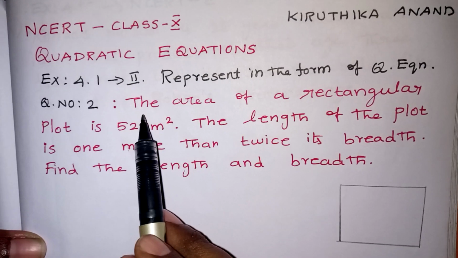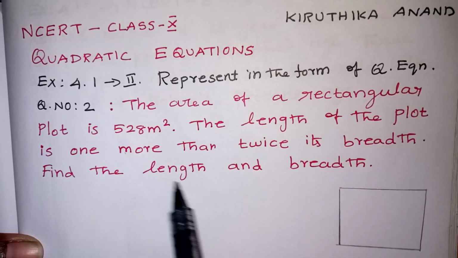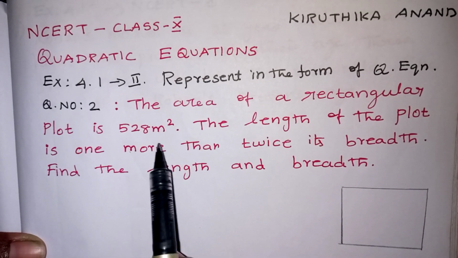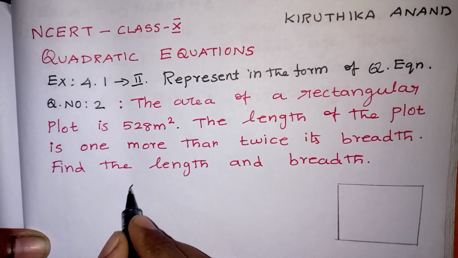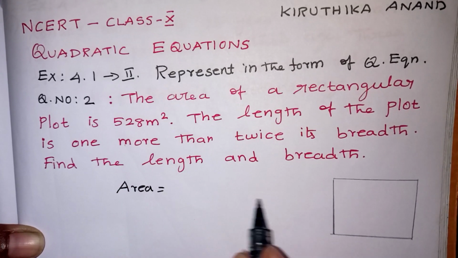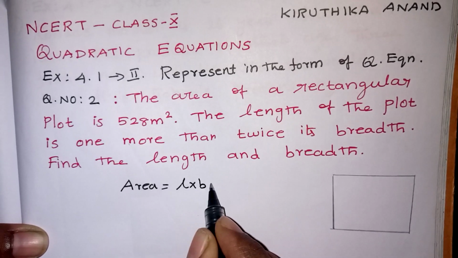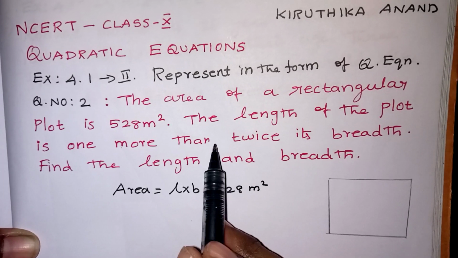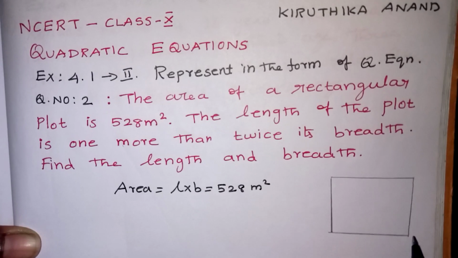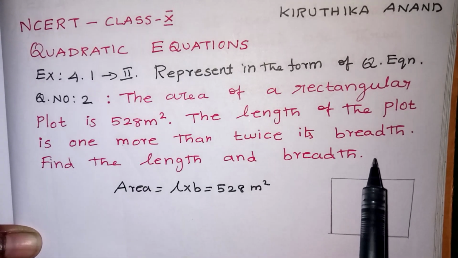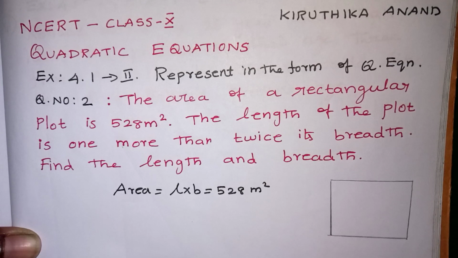Question number 2. The area of a rectangular plot. So we have taken one rectangle. The total area of the plot is given as 528. The area of the rectangle is L into B, that is equal to 528 meter square. The length of the plot is 1 more than twice the breadth. So we don't know what is breadth and what is length.